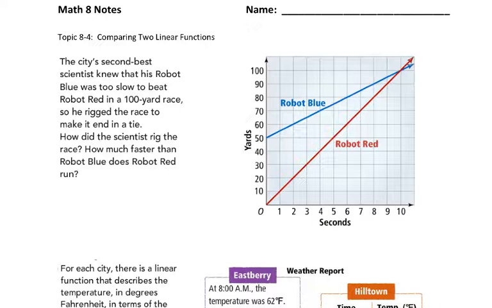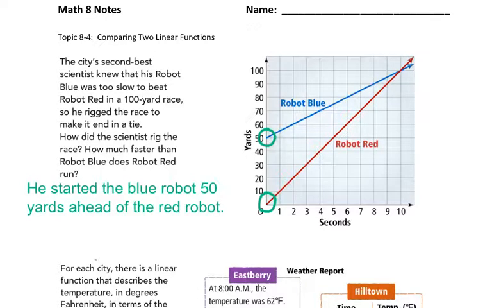So how did he rig it? If you take a look at where they started, he started his blue robot 50 yards ahead of the red robot, and our y-intercepts tell us that information. The next question is how much faster than the blue robot does the red robot run? So we're going to take a look at the rates.